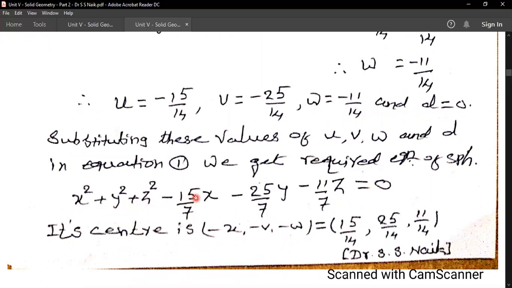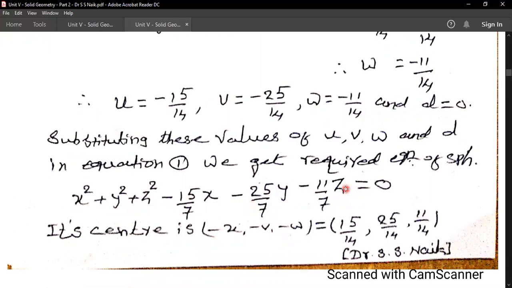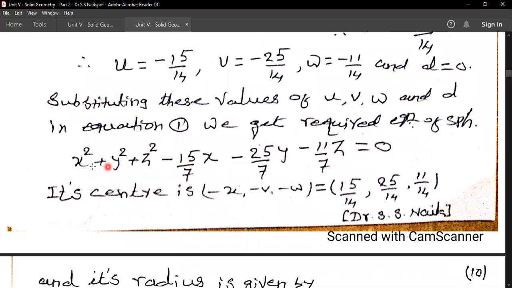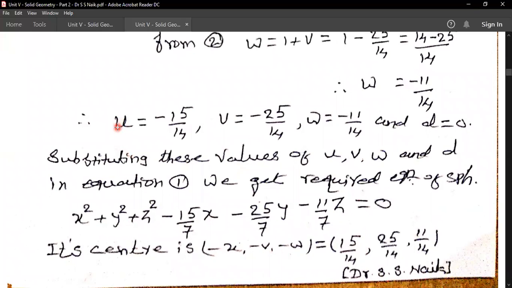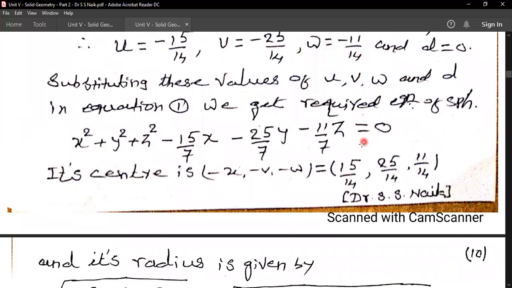Then you are having minus 15 upon 7x minus 25 upon 7y minus 11 upon 7z plus d is equal to 0. This represents an equation of the required sphere which passes through the 4 points. Then we want to find its center. That is, the center is minus u, minus v, minus w. The values u, v, w are known to you. Minus u becomes 15 upon 14, minus v becomes 25 upon 14, and minus w is equal to 11 upon 14.